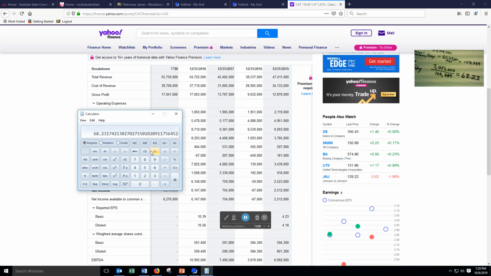Again, we can compare this over time. If this number is getting larger, that's an indication that Caterpillar is having a harder time paying its short-term payables. On the other hand, if this number is getting smaller, that would be an indication that they're getting better at making their accounts payable.